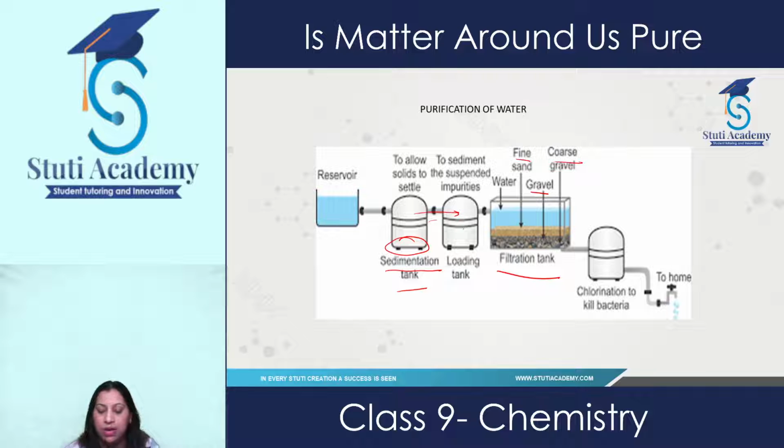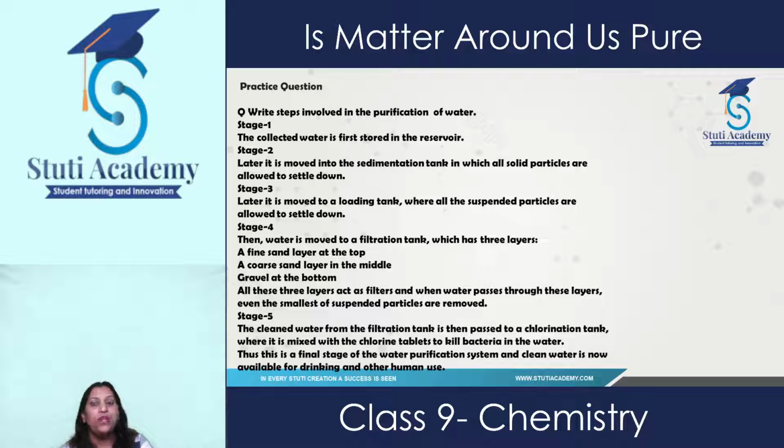Now, as you can see here, whatever impurities are present settle in these different layers, and then this pure form of water passes to this tank in which chlorine is present, because it still contains some bacteria which are not useful for us. So we need to remove those germs. For that we add chlorine, which kills all the bacteria present in water, and then this purified form of water reaches our home. So in this manner, we'll get the purest form of water.